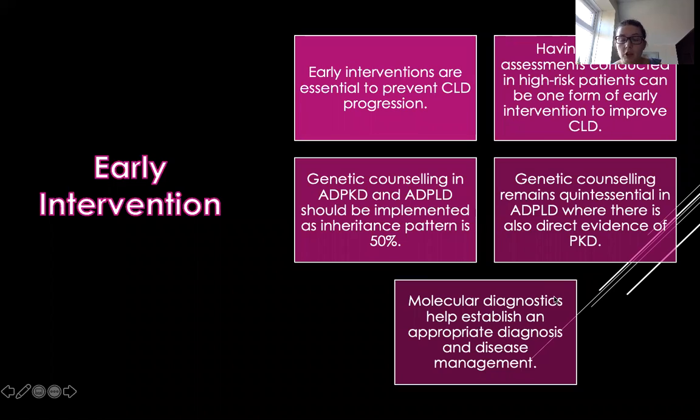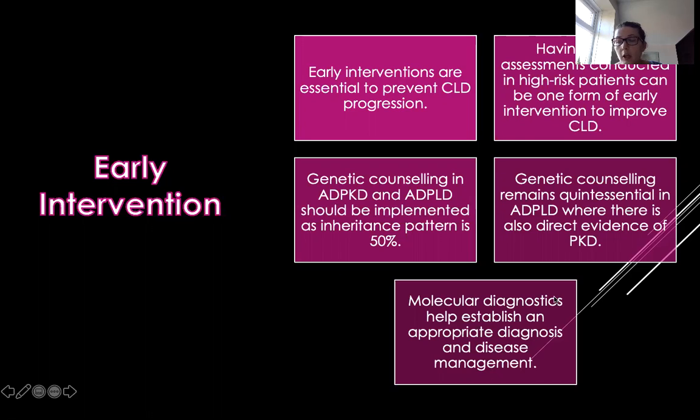Early intervention is essential and a vital point to prevent chronic liver disease progression. Health assessment should be introduced in health risk patients and please attempt to improve CLD. In the case of ADPKD and ADPLD, genetic counselling should be implemented in order to identify the inheritance pattern, which is equal to 50%. Also, molecular diagnostics help establish an appropriate diagnosis and disease management.